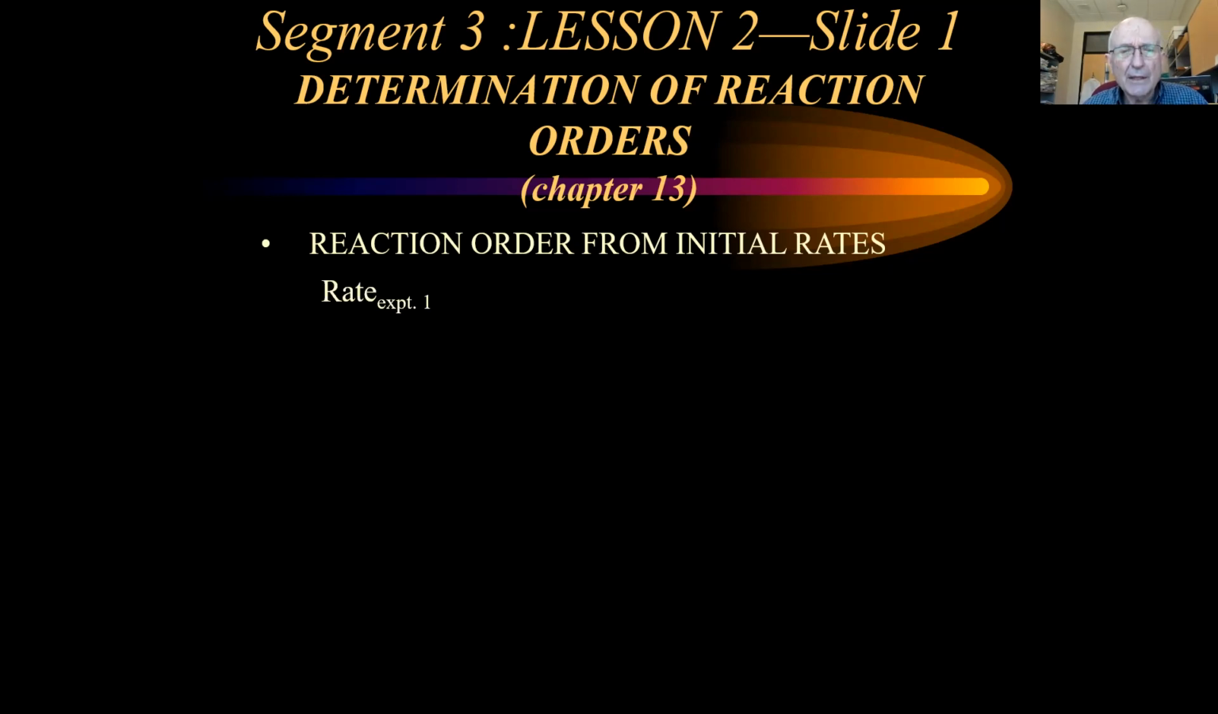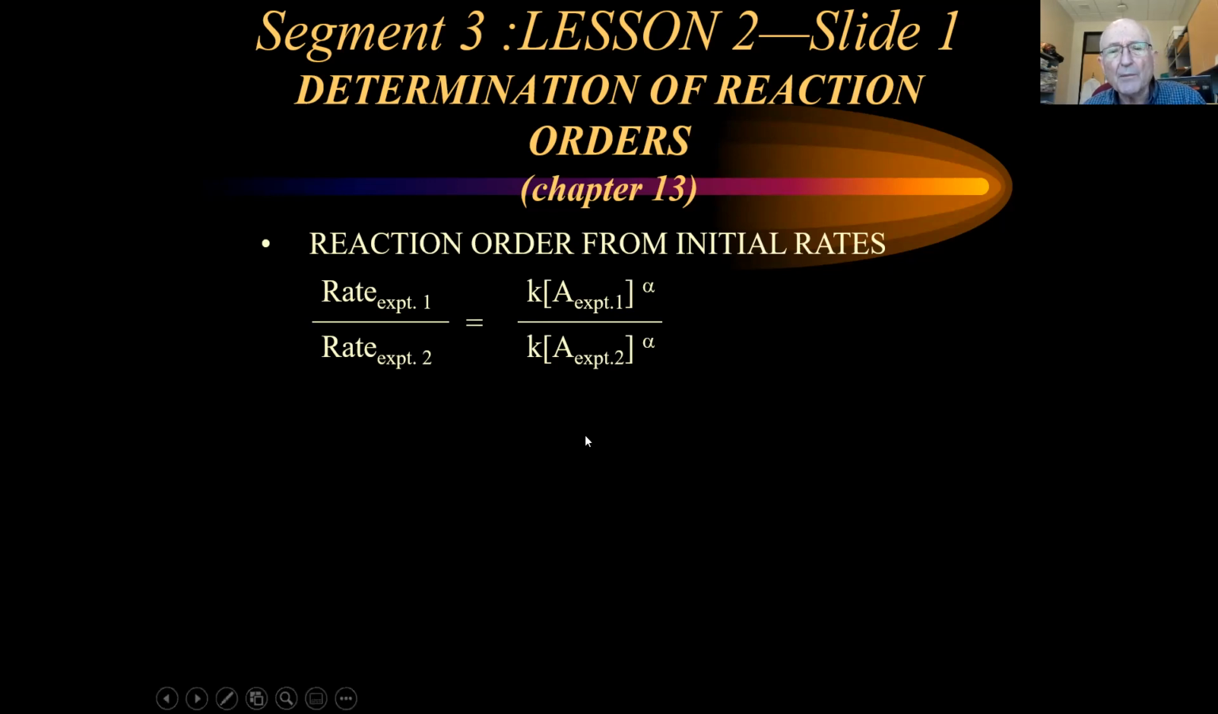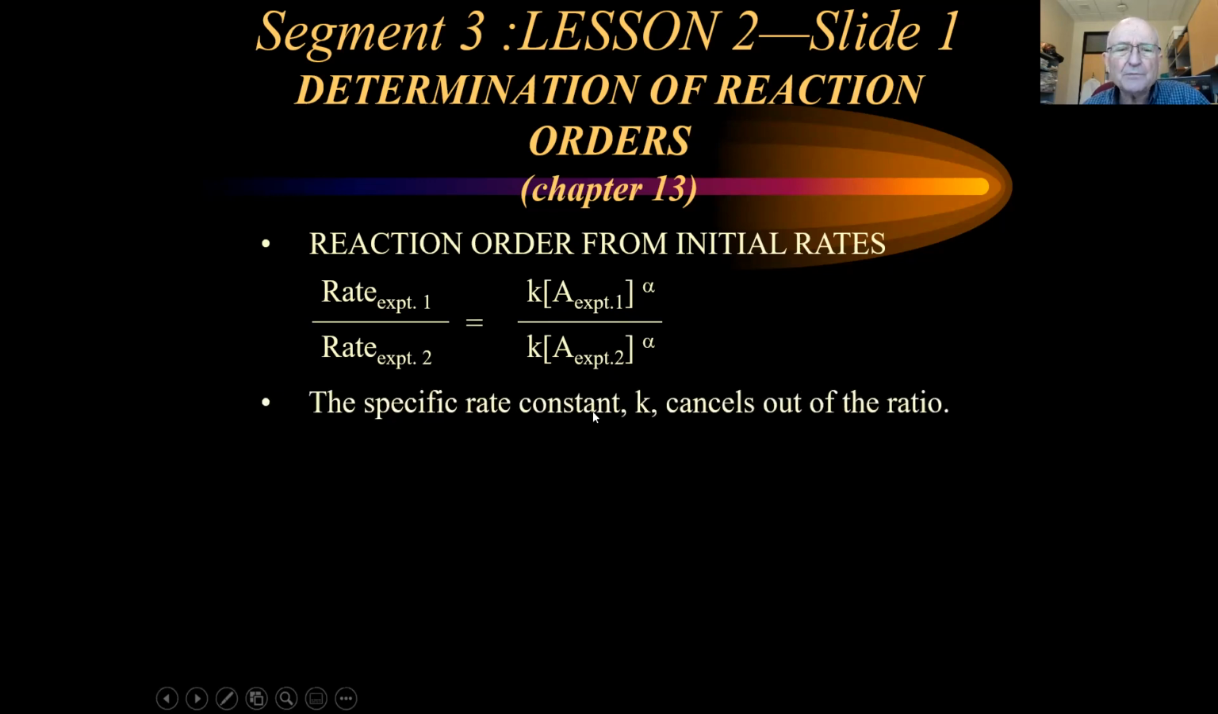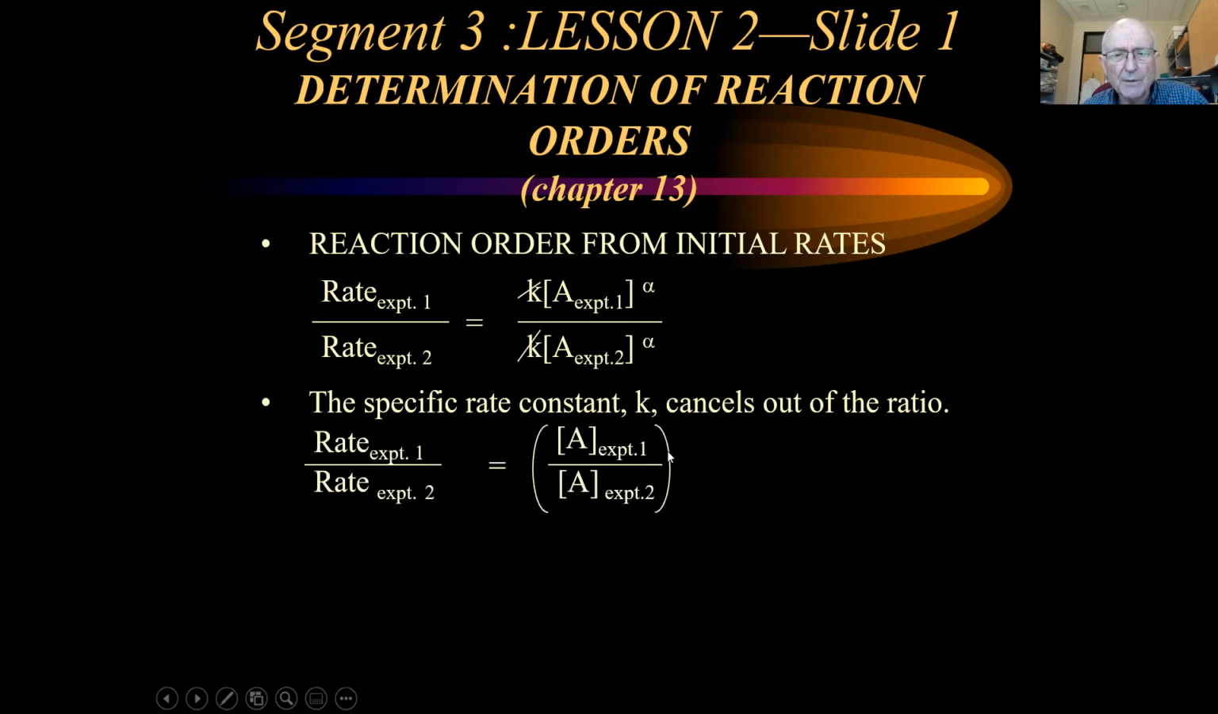So if I have one experiment where I'm going to start out with certain sets of concentrations, I'm going to do another set of concentrations, and that would be my experiment number 2. Each of those would be equal to a constant times the concentration of that species raised to its power. Now you can see by this that the rate constant cancels out. And so you wind up then with a ratio of concentrations raised to the order power.